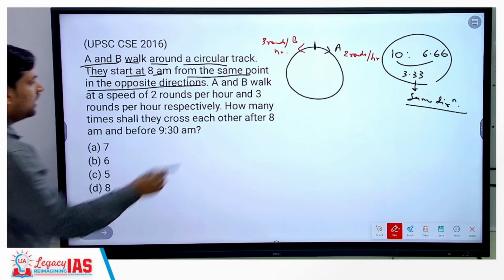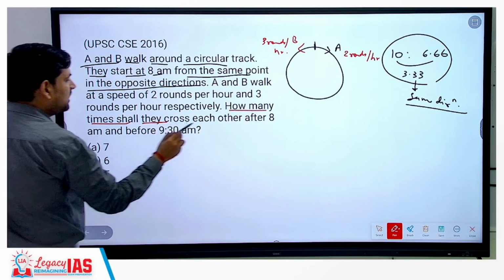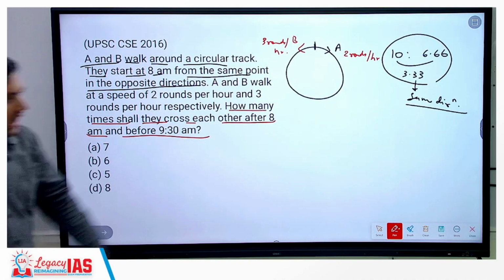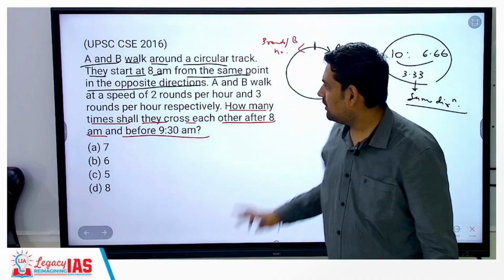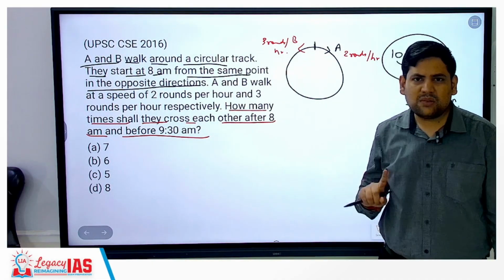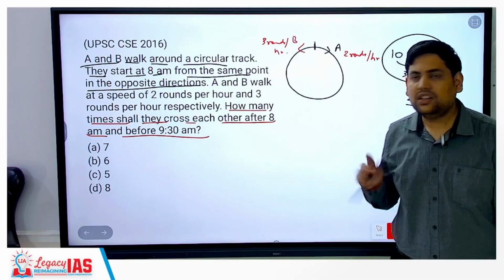Now how many times shall they cross each other after 8 a.m. and before 9:30? Now they are moving in opposite direction. Now some time duration is given to you, that is the time duration is 1.5 hours. How many times they'll meet? Now see this.